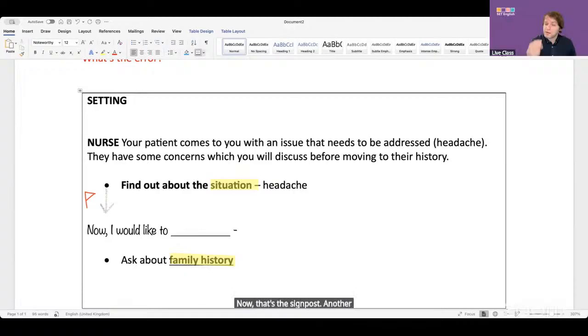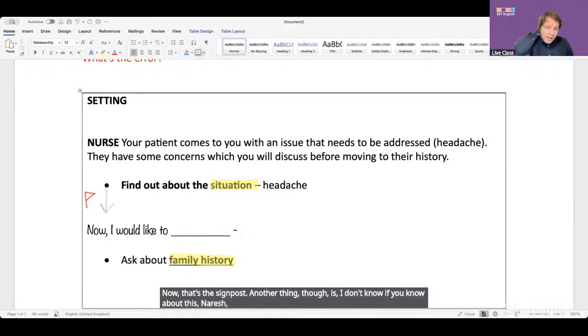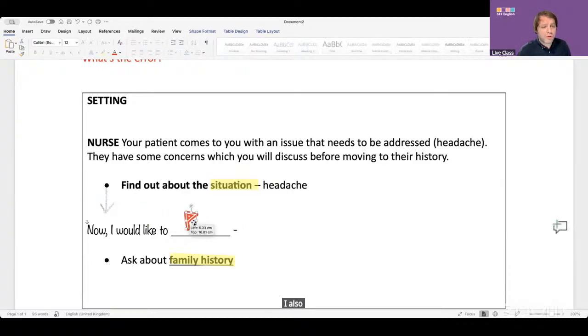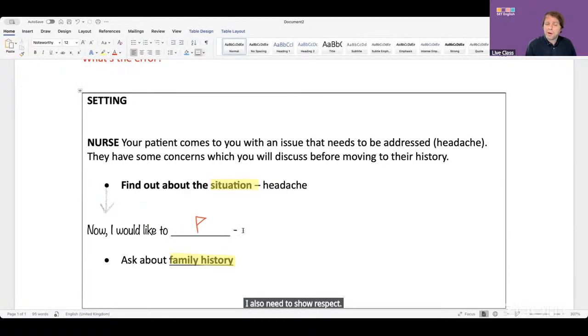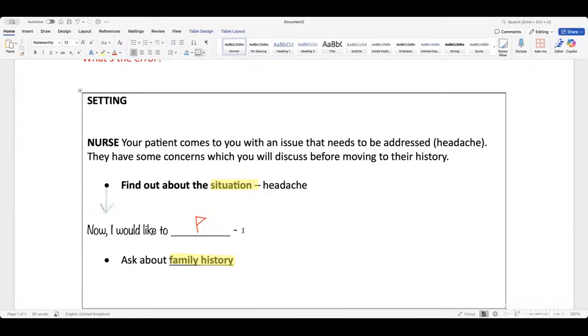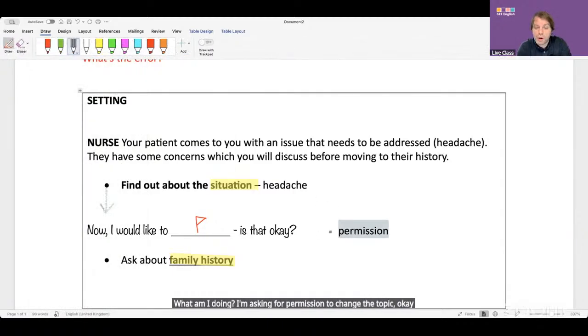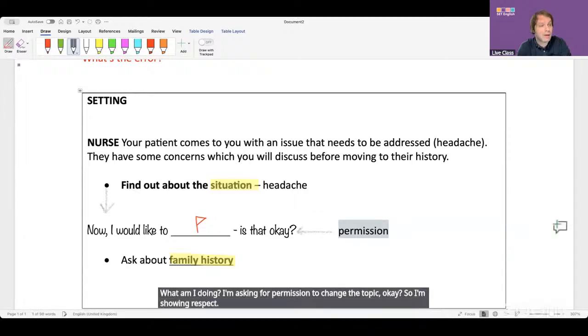Another thing, though, is if I signpost, I also need to show respect. Does anyone know how I can show respect after my signpost? Is that okay? What am I doing? I'm asking for permission to change the topic, okay? So I'm showing respect by asking permission.